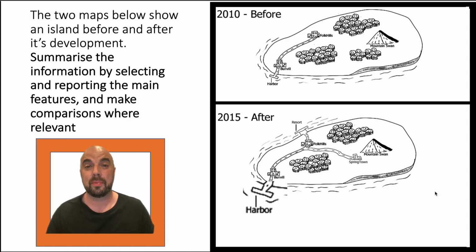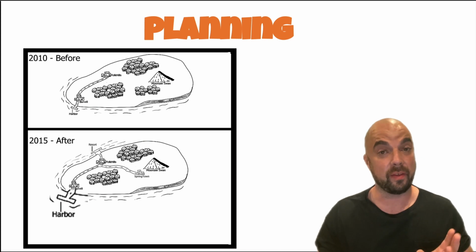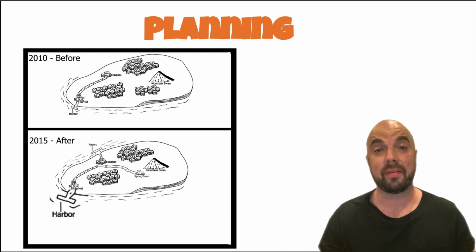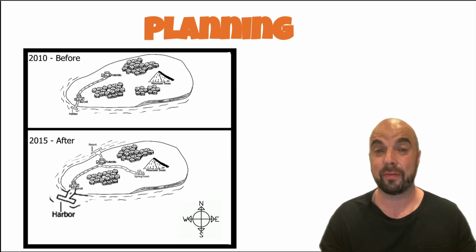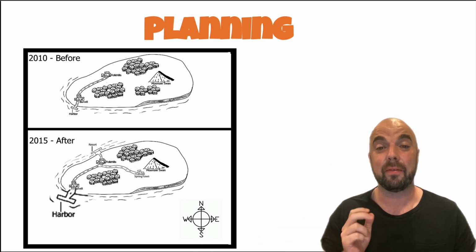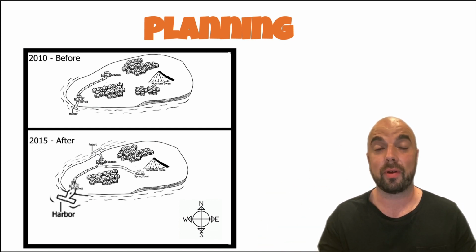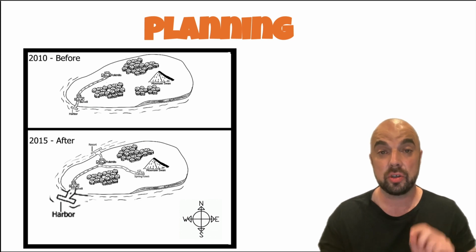So after you've looked at the map, you first need to start planning straight away. My first tip for planning, and this will be really useful later on when you're writing the body paragraphs, is if there's no compass on the IELTS test, just draw one on yourself. Now you can say things like, this is north, east, south, and west. And it will really help you describing where things are. Usually there is a compass on the map, but if there isn't, just draw one on.